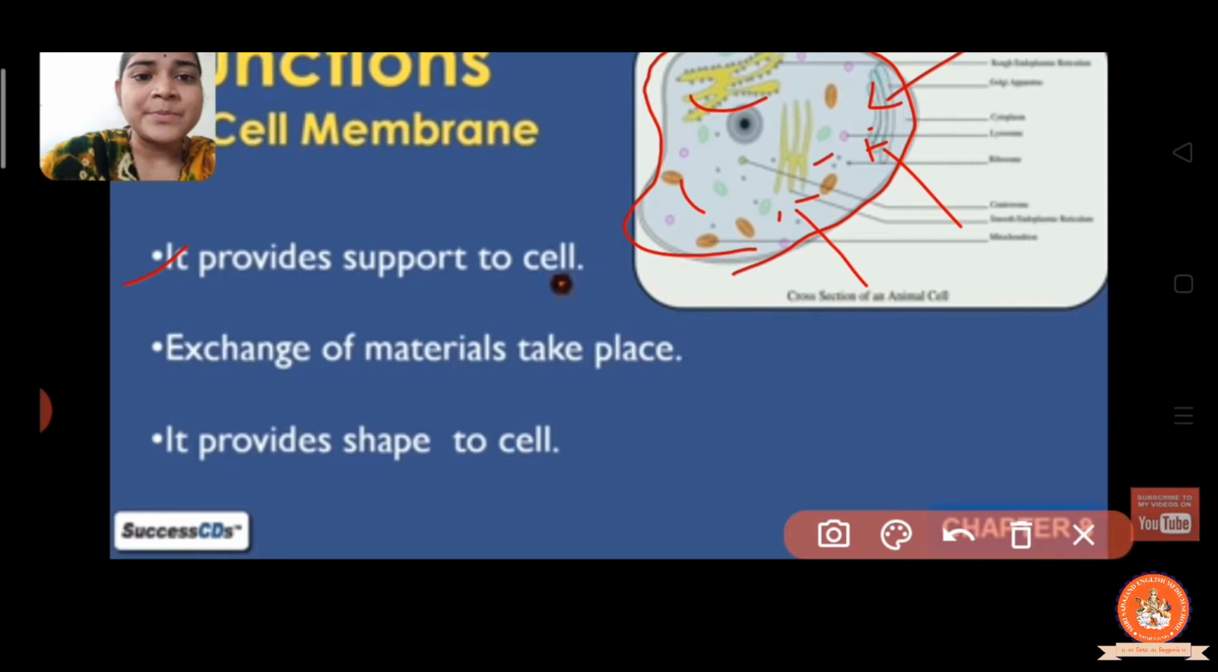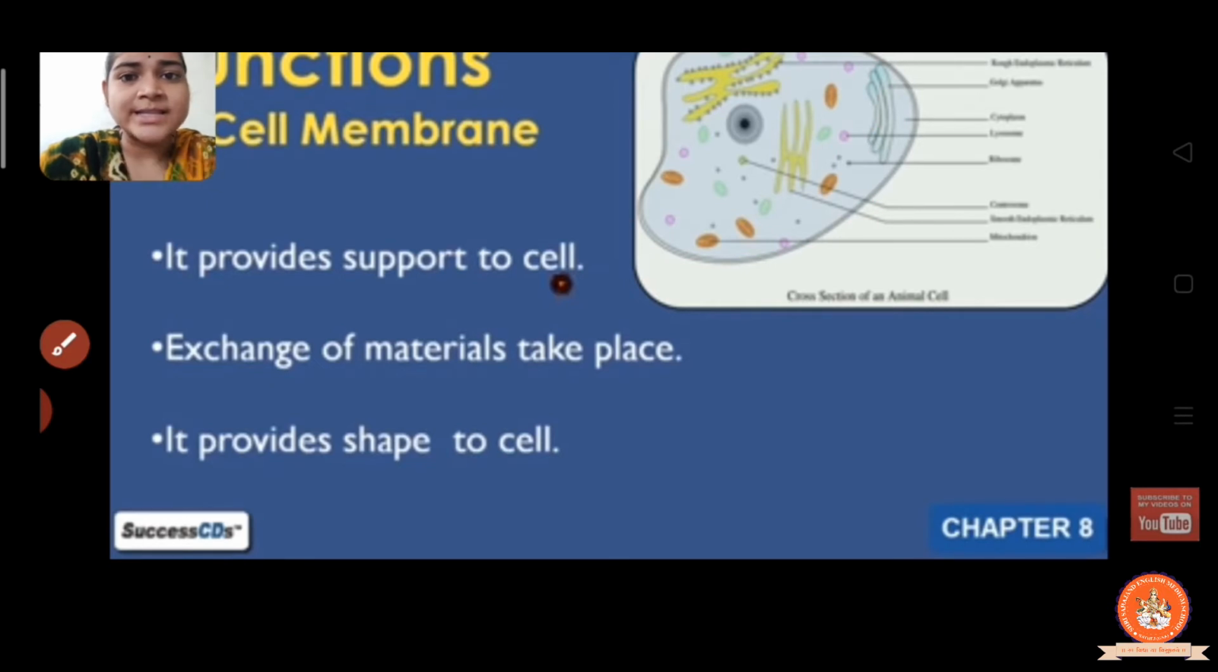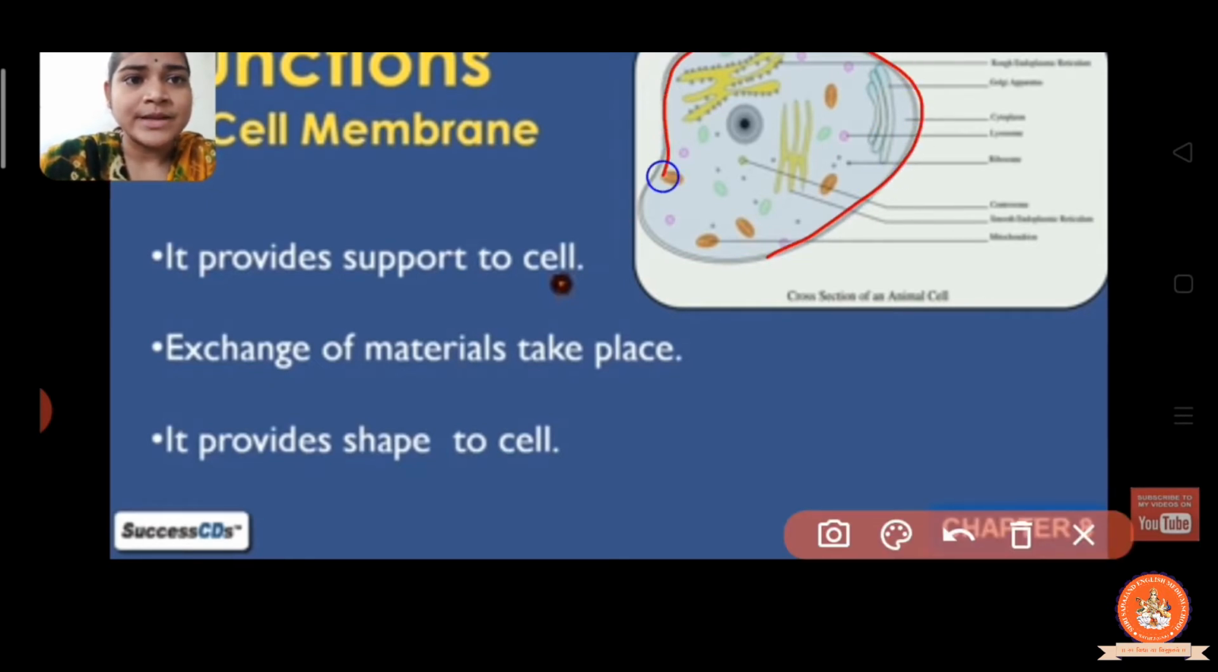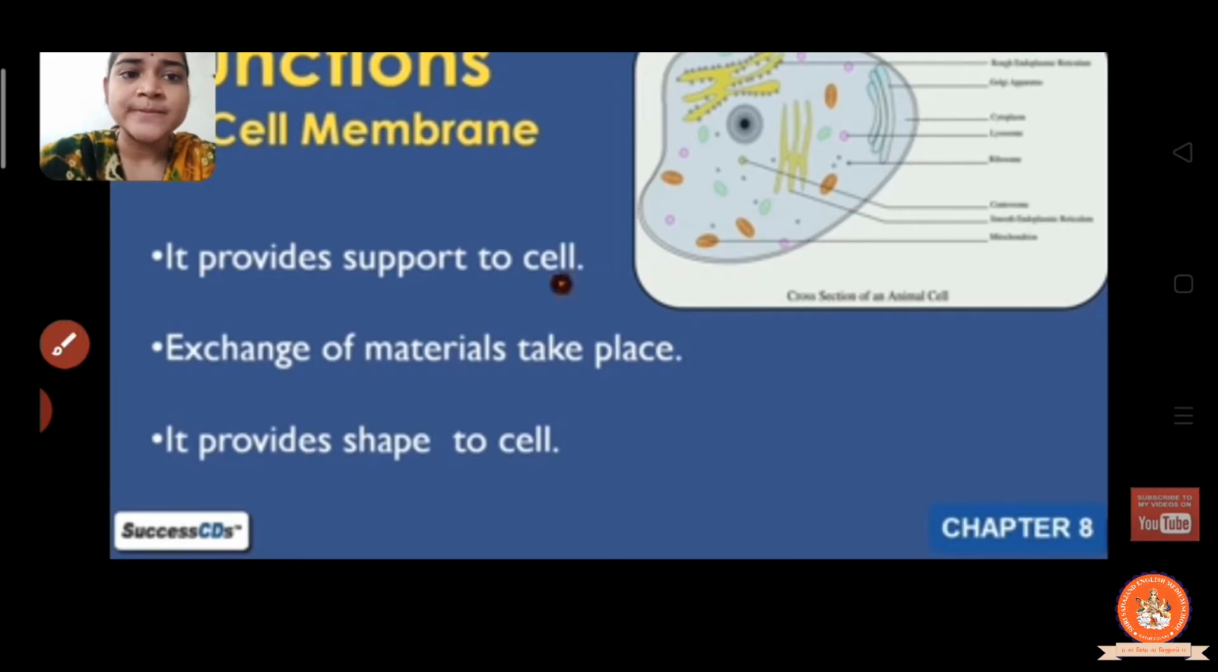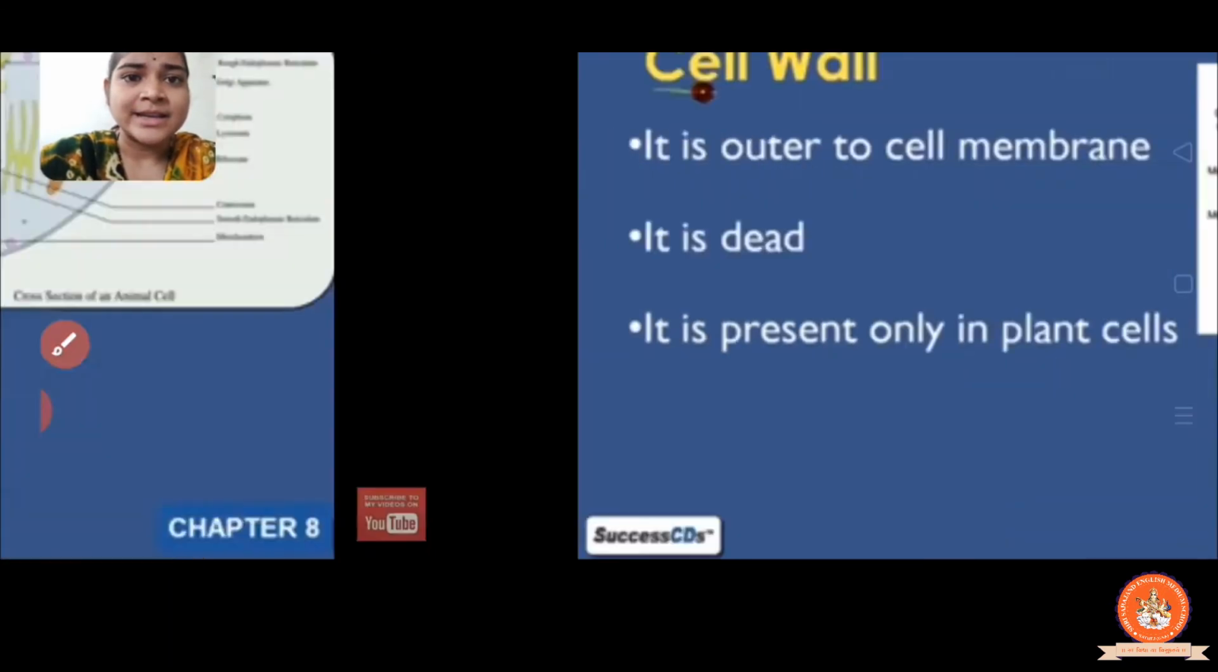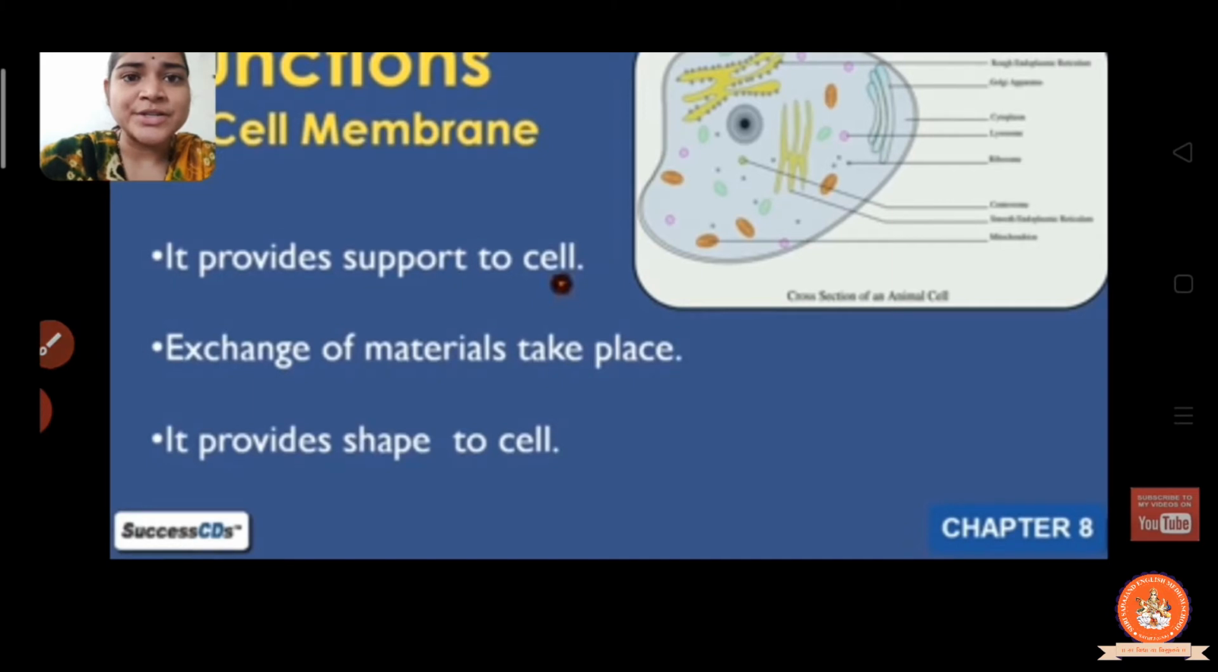And it provides shape to the cell. The cell membrane provides the shape to the cell because it encloses the whole cell's components within it. So that's why we can say that it provides shape to the cell, right? So these are the functions of the cell membrane.